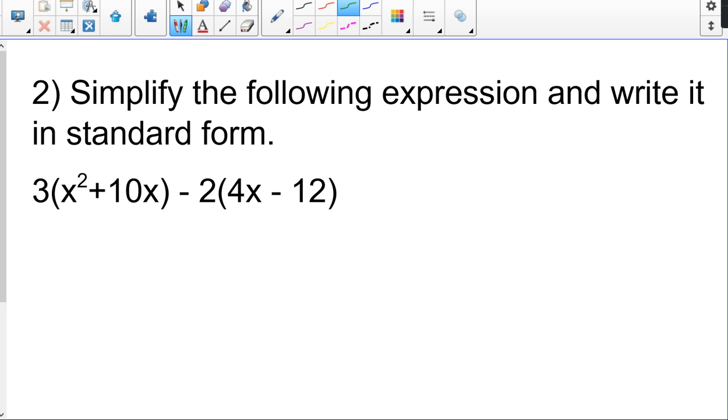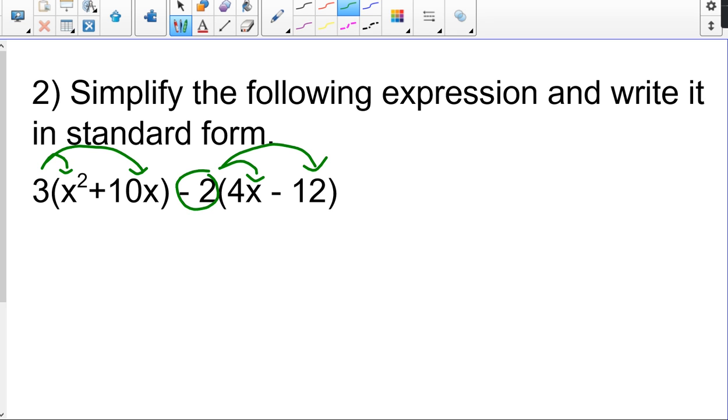We need to simplify the expression and write it in standard form. So in order to simplify this, we first want to distribute. You see we have a 3 in front of parentheses, so we have to multiply everything in that set of parentheses by 3. We have a 2 in front of the other parentheses, but don't forget about that minus sign. We have to take that negative 2 and distribute it and multiply by 4x and by negative 12.